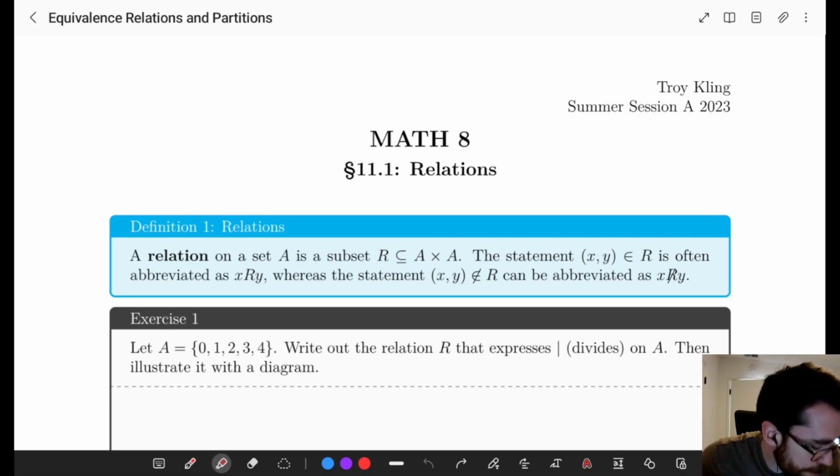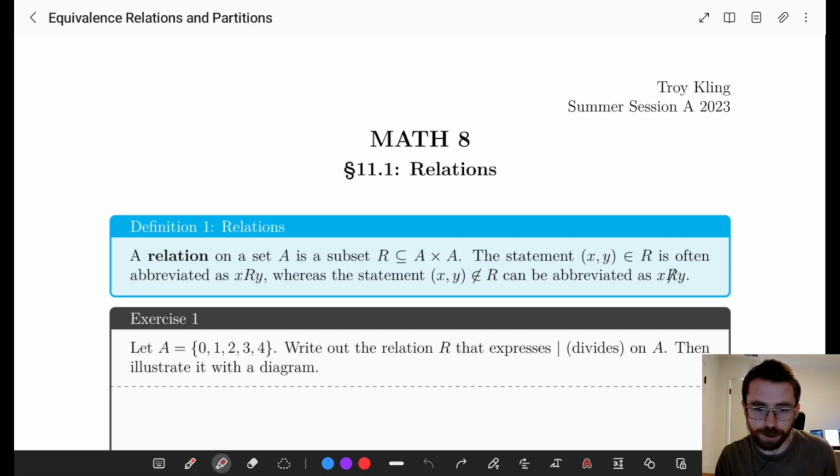And then it talks about partitions and introduces the very important theorem that an equivalence relation, whatever that may be, partitions the set you're working in. So we'll talk about all of that. We'll spend most of our time on the exercises, but I'll introduce the main definitions and theorems briefly as well.